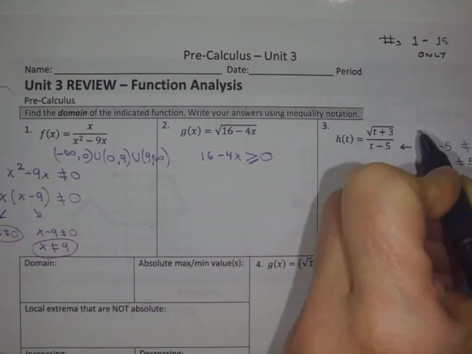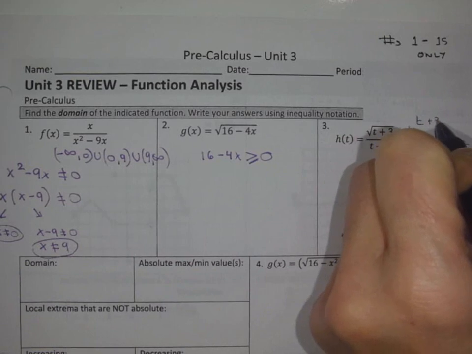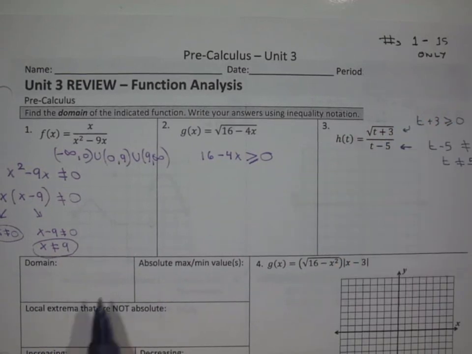The numerator has a square root, therefore the radicand t plus 3 has to be greater than or equal to 0.